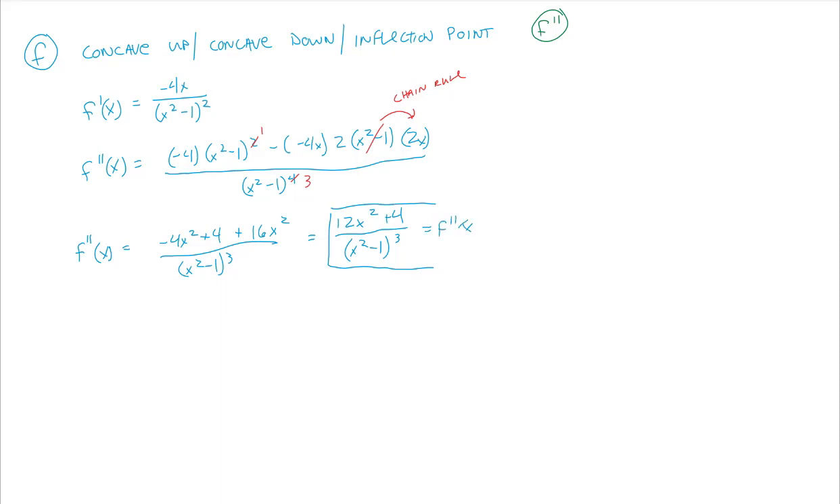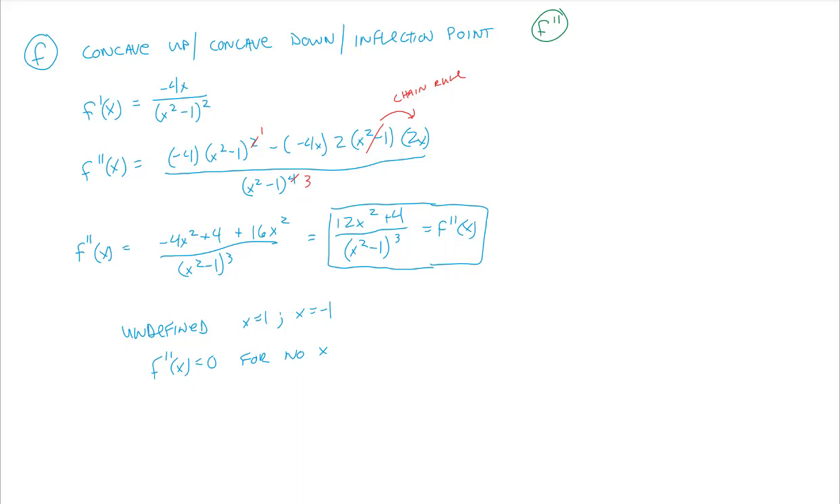And now we need to figure out where this thing has zeros and where it's undefined. Well, it's undefined where x is equal to 1 or negative 1, because those are the vertical asymptotes. And the second derivative is never equal to 0 because we have a squared here being added to 4, so it can never hit 0 because we have two positive numbers.